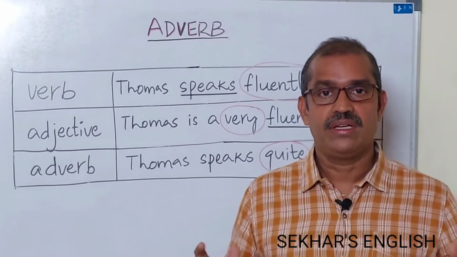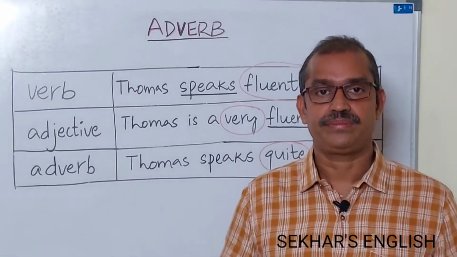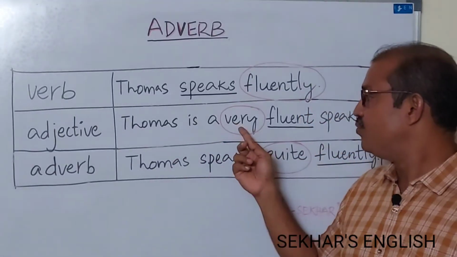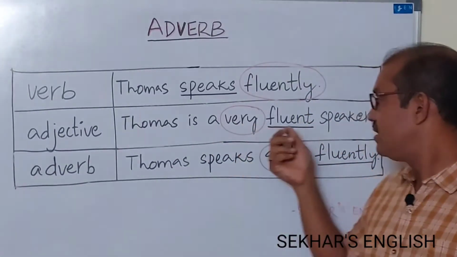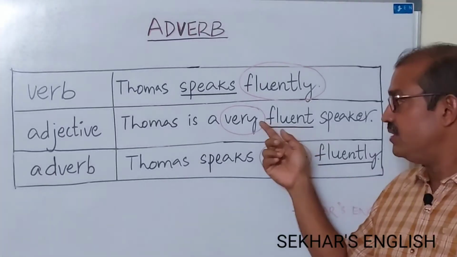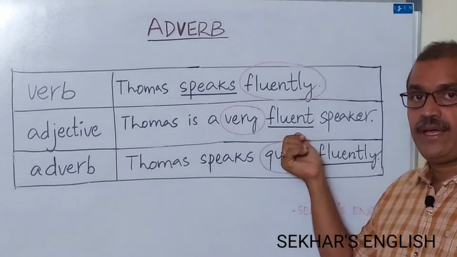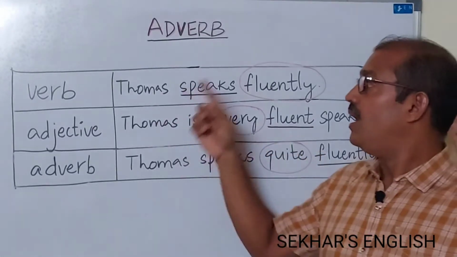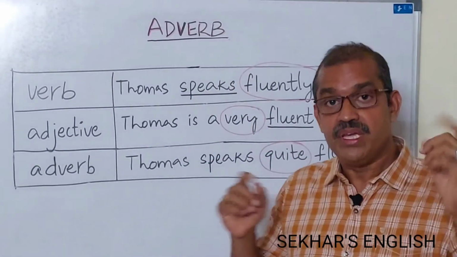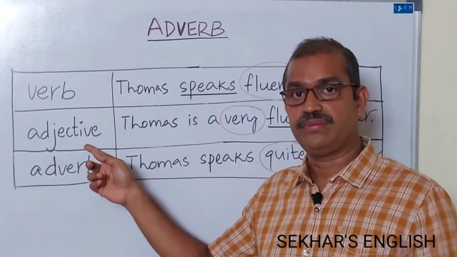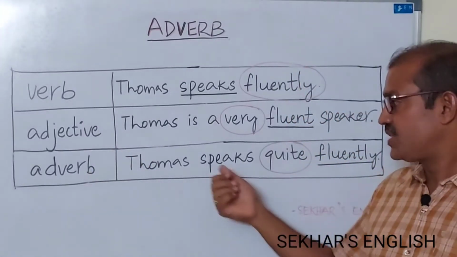Here very is an adverb because this word modifies an adjective. This word modifies the meaning of an adjective fluent. Okay? According to the definition, an adverb modifies the meaning of an adjective. Let's go to the last one.